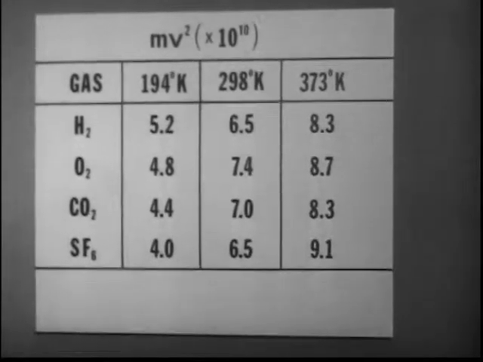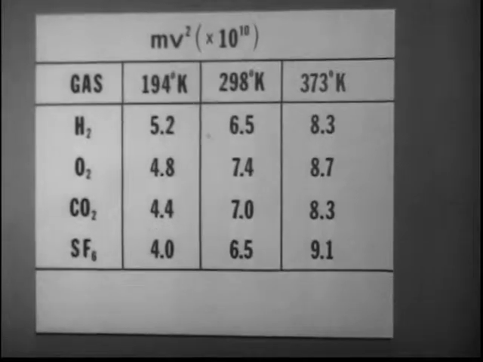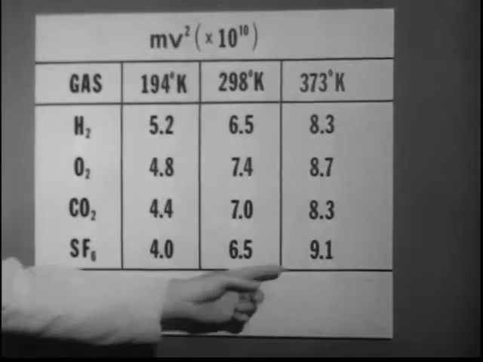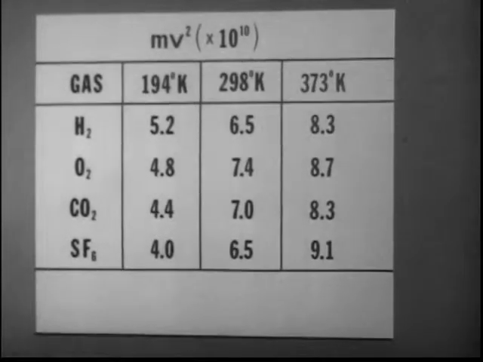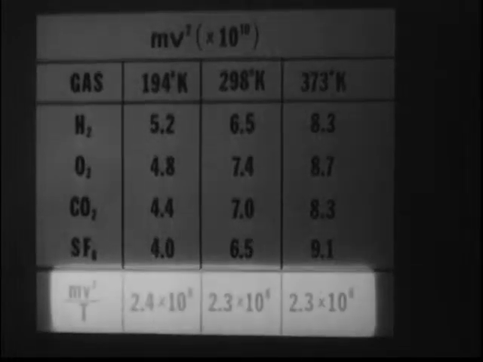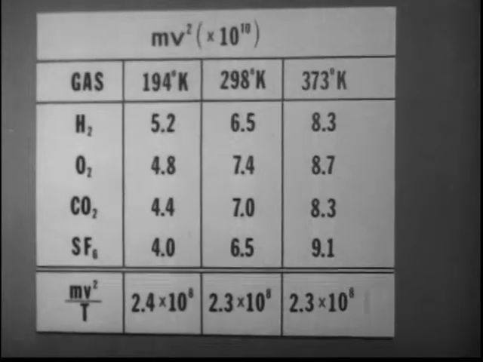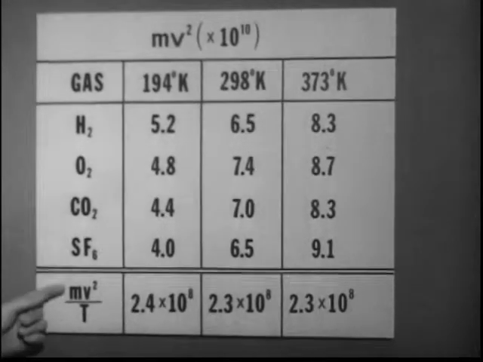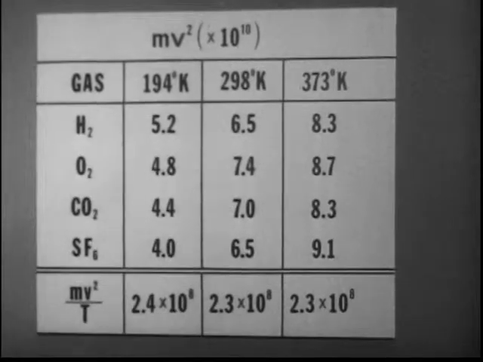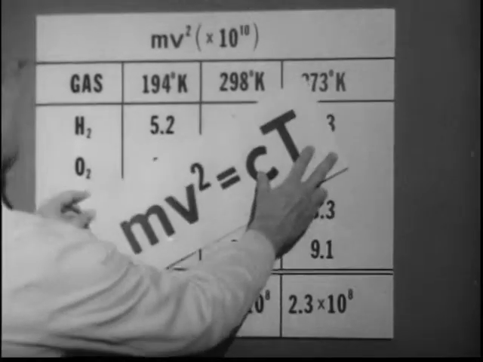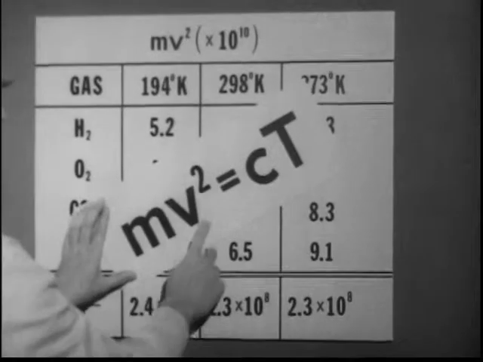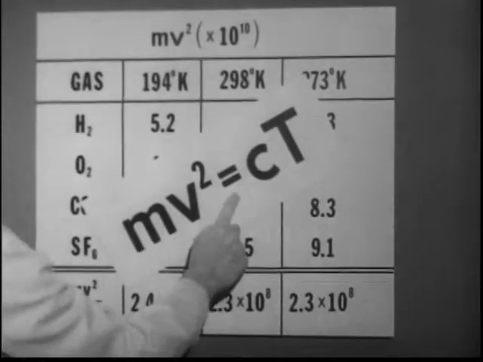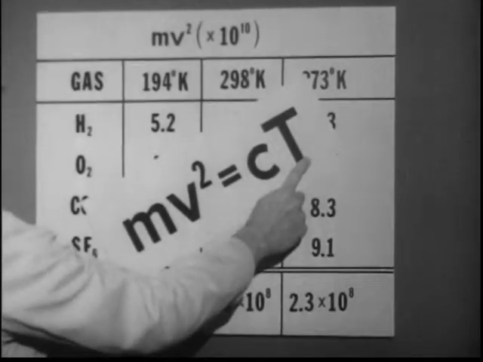Notice that at each temperature, the values are constant within experimental error. The average value here is 4.6, here 6.8, and here 8.6, all times 10 to the 10th. If we divide these average values of mv squared by the corresponding value of the absolute temperature, the resulting values of mv squared over T are almost constant. Thus the relationship between molecular weight, molecular velocity, and absolute temperature is given by the equation mv squared equals a constant times the absolute temperature.